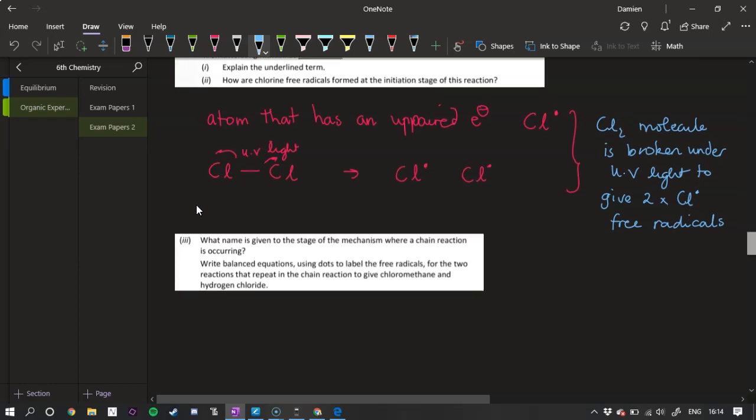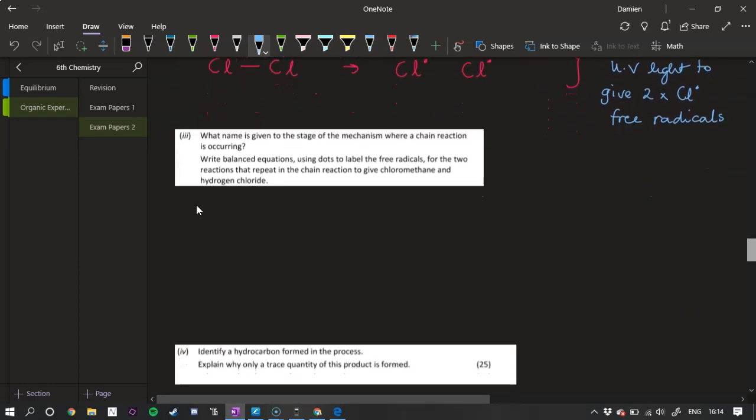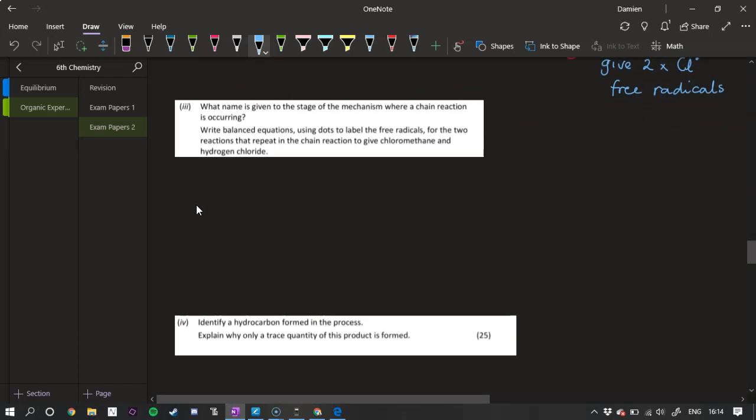Part 3. What name is given to the stage of the mechanism where a chain reaction is occurring? So you have to analyze where the chain reaction is starting to occur. Once the reactions start happening, then that's going to give you the chain reaction. It has a knock-on effect. So this would be a stage called propagation. And this is where the individual free radicals start acting on each other and reacting with each other.